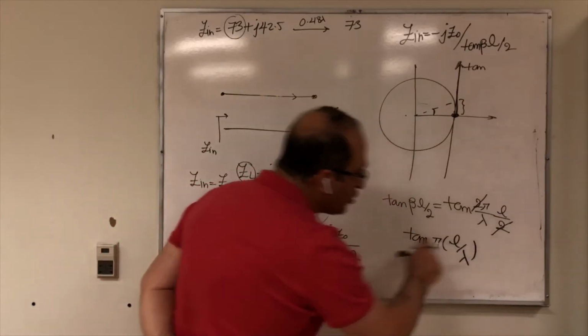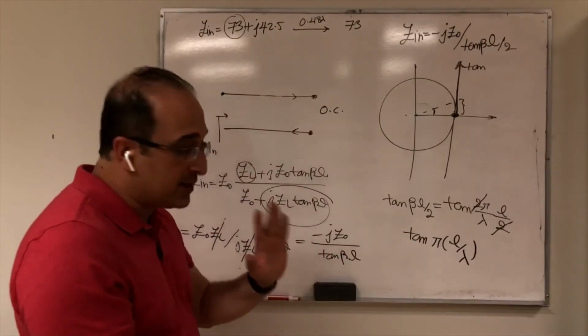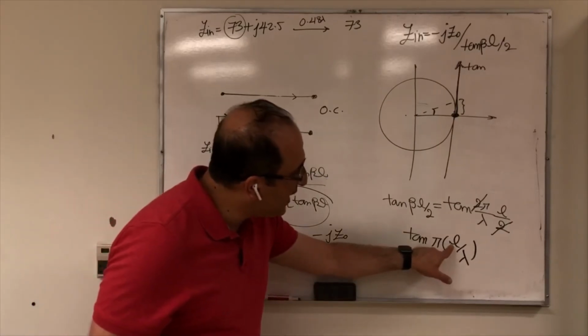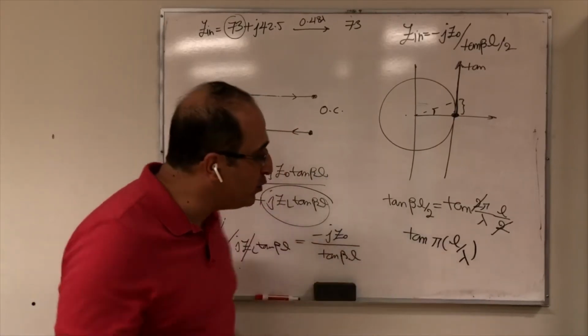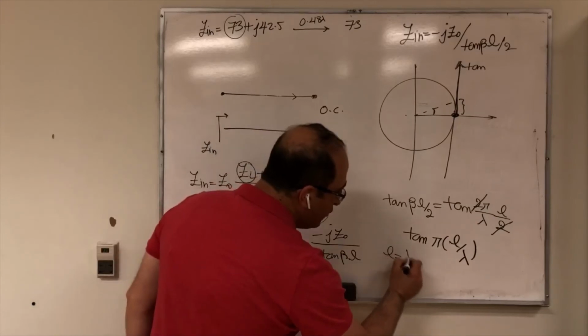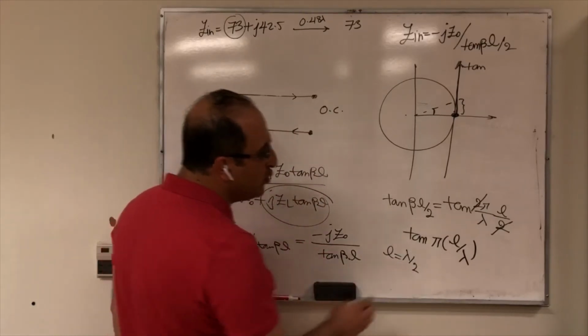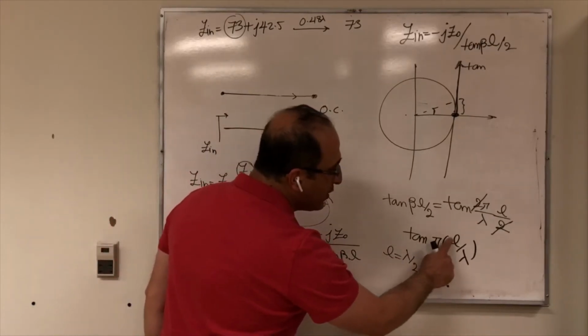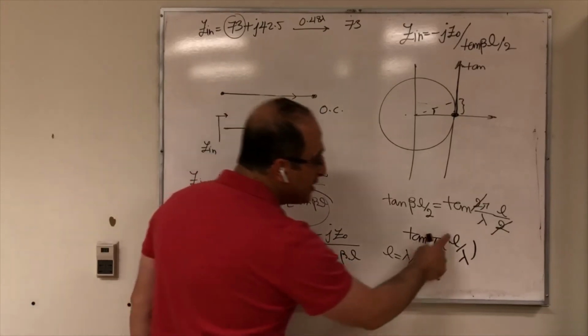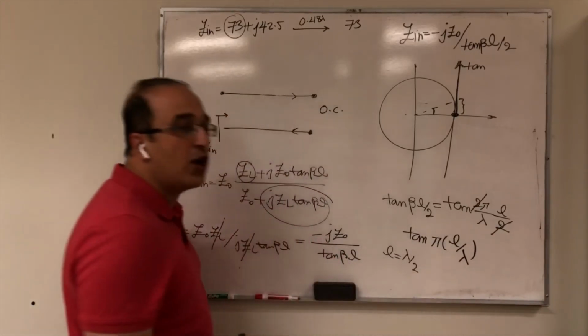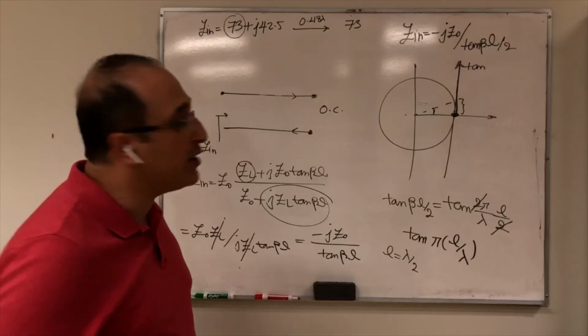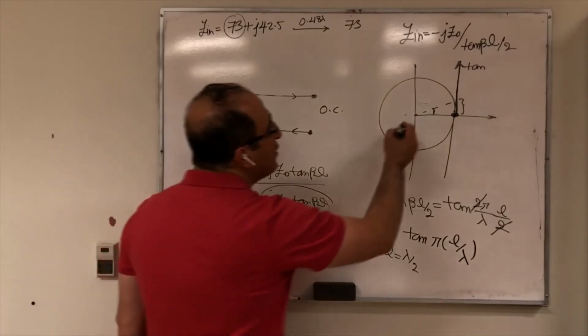If you get the total length, which is the dipole length, equal to lambda divided by 2, what's going to happen? Then you're going to get lambda divided by 2 divided by lambda. This becomes half. This becomes tangent of 90 degrees, tangent of pi divided by 2. And what is tangent of pi divided by 2?